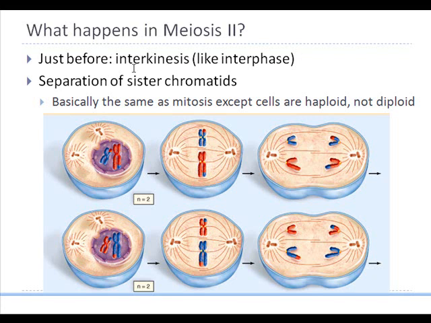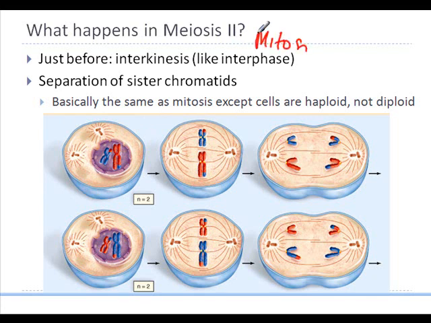Remember the stage called interkinesis, just like interphase, but interphase was longer in the regular cell, and this is interkinesis because immediately the cell is going to go into a second kind of division. So there is no synthesis of additional DNA or duplication. That's why it's called interkinesis. Now meiosis 2 is very similar to mitosis.